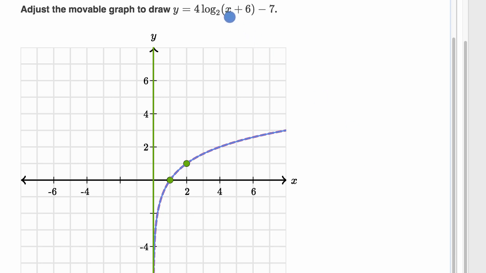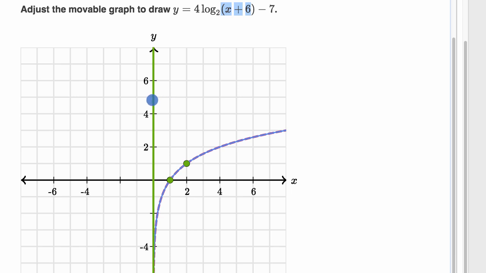So the first thing I am going to do, instead of just doing log base 2 of x, let's do log base 2 of x plus 6. So if you replace your x with an x plus 6, what is it going to do? Well, it's going to shift everything 6 to the left. And if that doesn't make intuitive sense to you, I encourage you to watch some of the introductory videos on shifting transformations. So everything is going to shift 6 to the left.